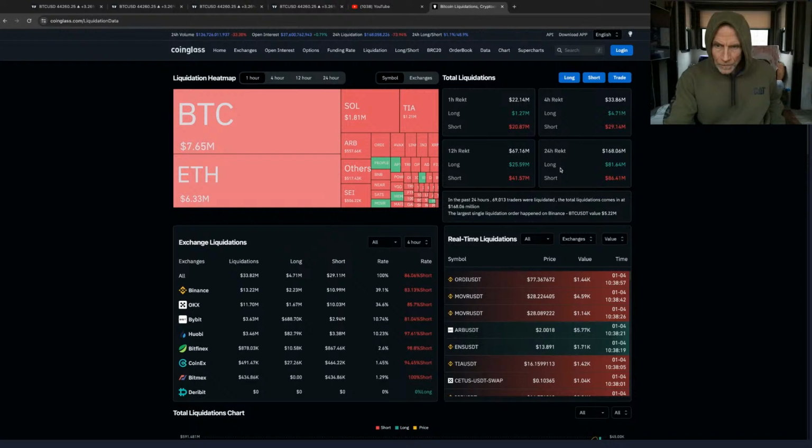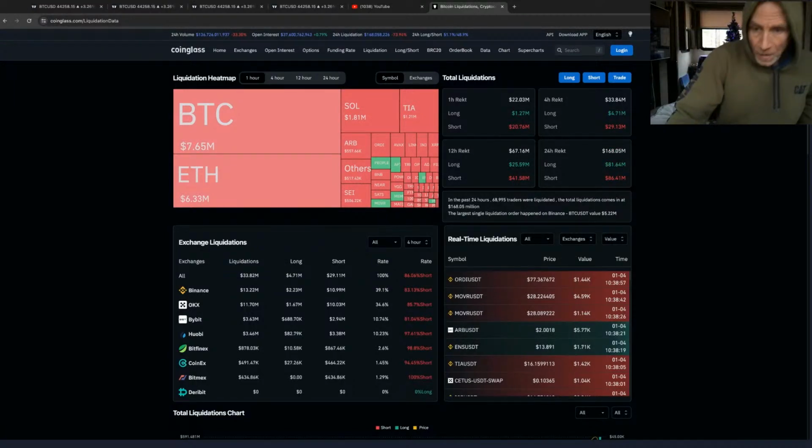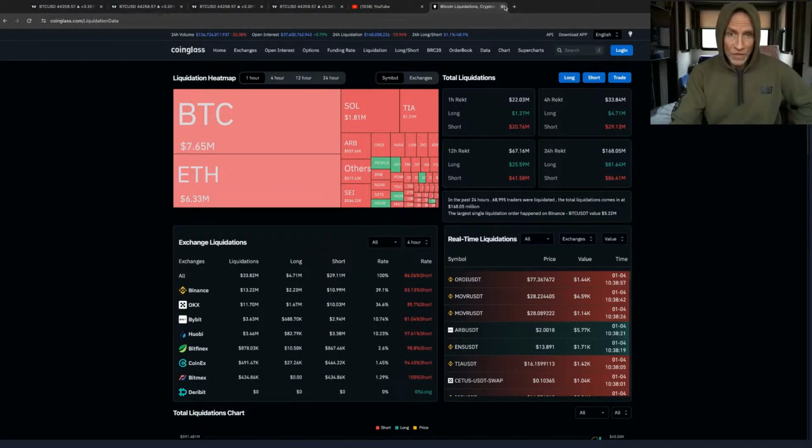Okay, try again. Look at the 24-hour liquidations, man. Last 24 hours, you got pretty much 81 million in longs, 86 million in shorts. So stupid. Just in the last hour, right? Since BTC's just run up here like $600-700, $20.76 million in shorts have been liquidated just in the last hour. Yep, that's what happens when you use leverage. And even in the last hour, you got some longs. 1.27 million in longs have been liquidated in the last hour.